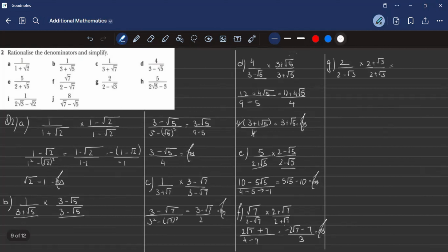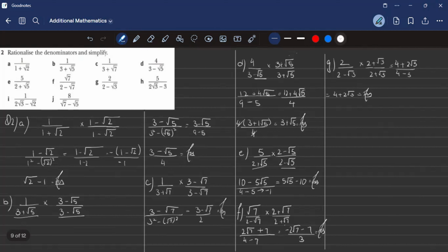2 multiplied by 2 is 4 plus 2 under root 3 here, divided by a squared, 4 minus under root 3 squared, which is 3. So the final answer we get is 4 plus 2 under root 3, because 4 minus 3 is equal to 1. So simple. 4 plus 2 under root 3 is your final answer.